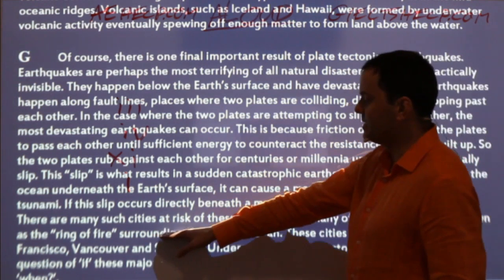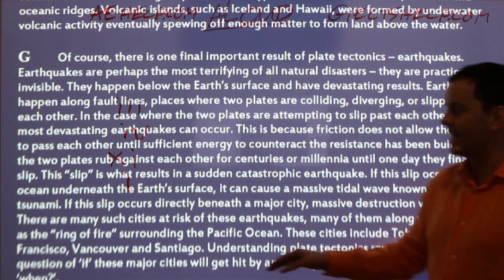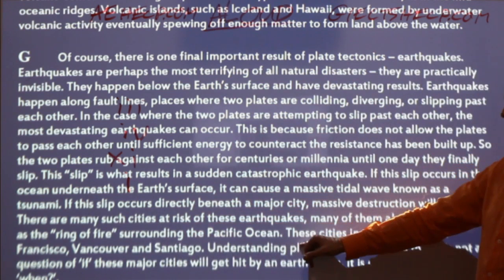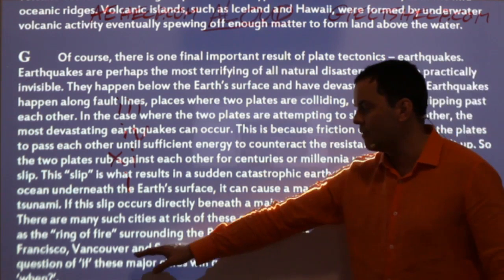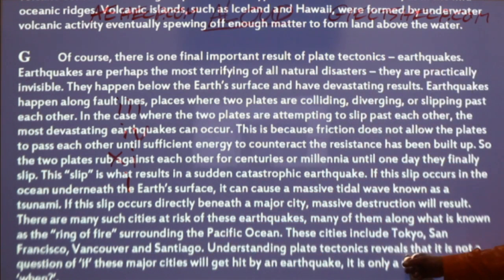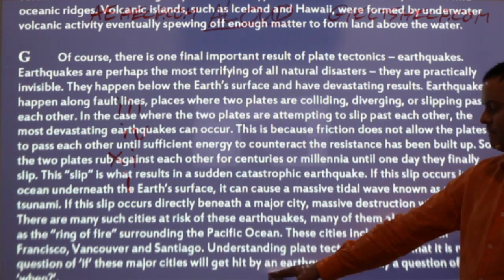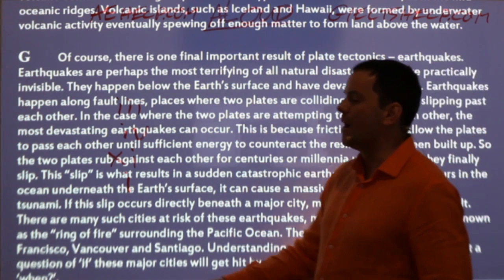There are many such cities at risk of these earthquakes, many of them along what is known as the Ring of Fire, surrounding the Pacific Ocean. These cities include Tokyo, San Francisco, Vancouver, and Santiago. Understanding plate tectonics reveals that it is not a question of if these major cities will get hit by an earthquake. It is only a question of when.